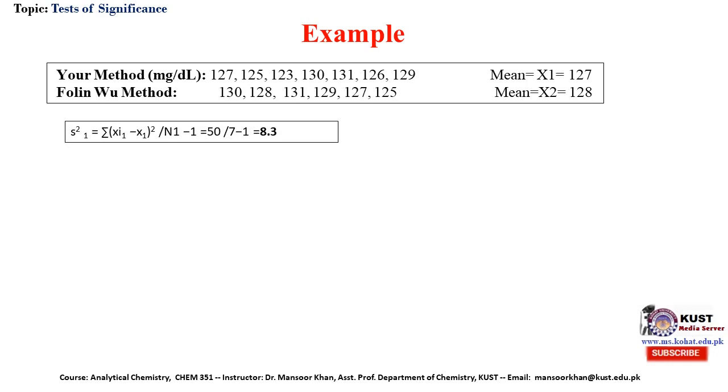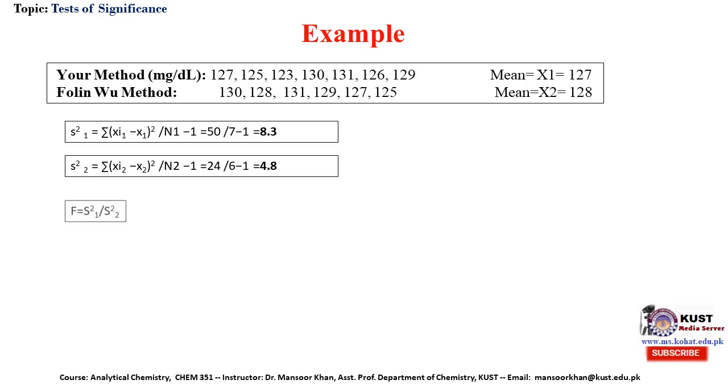Now the variance for your method is obtained from the equation, and its value is 8.3. The variance of the Falun Wu method is calculated and its value is 4.8. As we know, F is equal to the variance of your method divided by the variance of the accepted method. Now putting in the values, we obtain the F value, which is equal to 1.73 calculated.